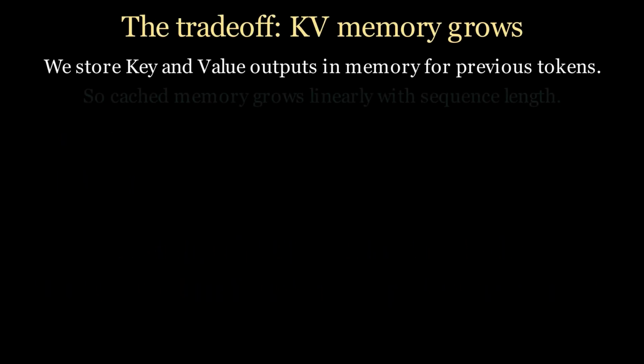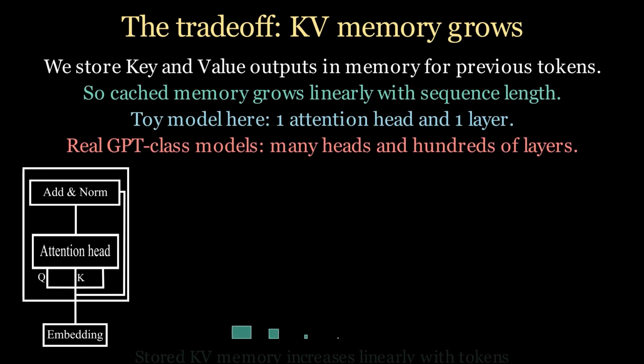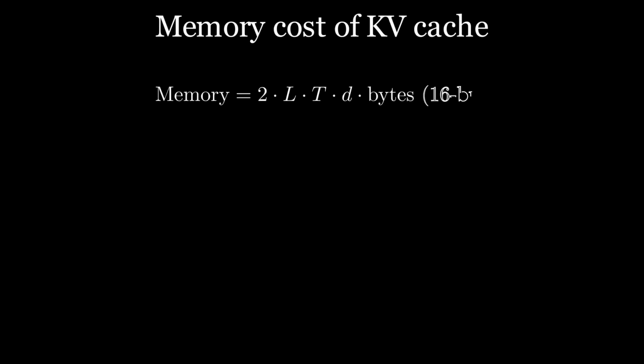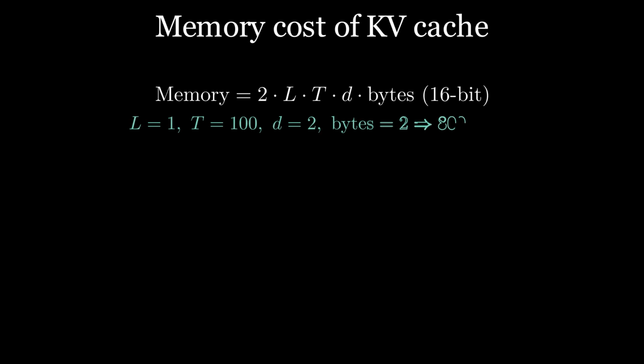We are storing values for key and value in memory, which is growing linearly. And remember that we are only having one attention head and one layer. Real models like GPTs have hundreds of layers with hundreds of attention heads. So, to compute memory usage, we have this equation, which is 2 times number of layers in the model times context length times hidden dimension times the precision of floating point number, which is 16-bit, which will occupy 2 bytes of memory. So substituting values in the equation will get us 800 bytes for 100 token length or sequence length, which is not much, right?